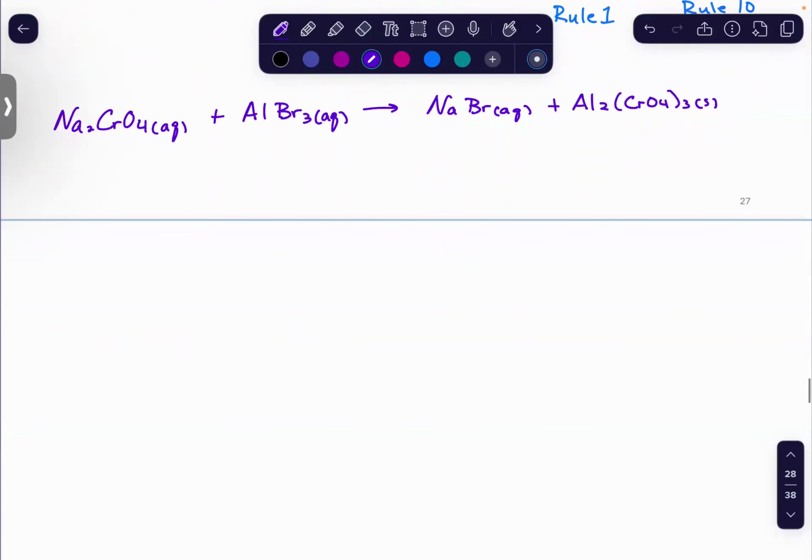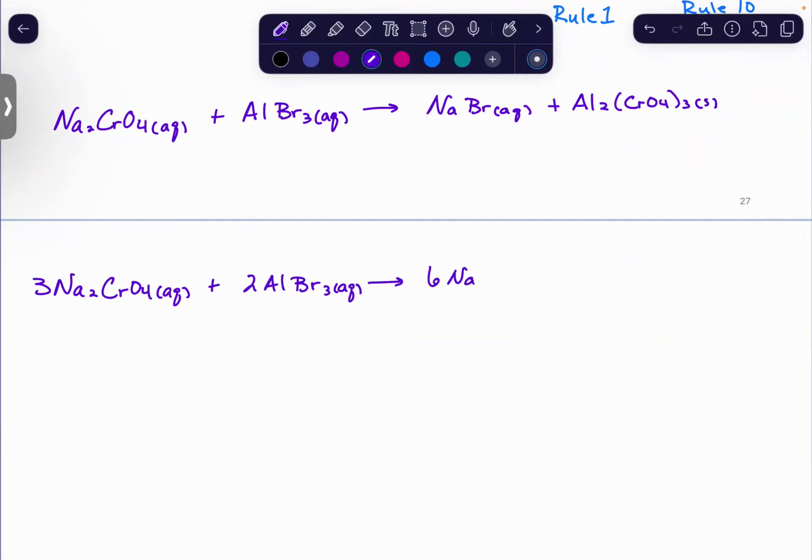And so we go through our process for balancing, and you'll find that we're going to get 3 sodium chromates plus 2 aluminum bromides. And then we're going to get 6 of our sodium bromides. And then we just have the 1 aluminum chromate. And there's our precipitation reaction.